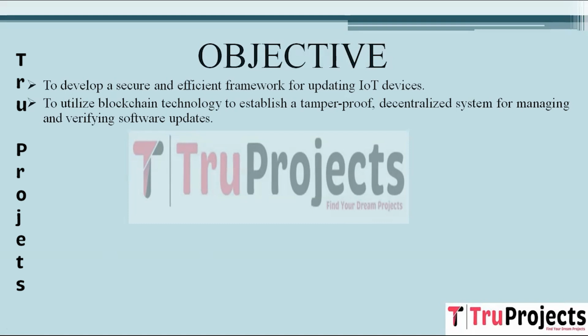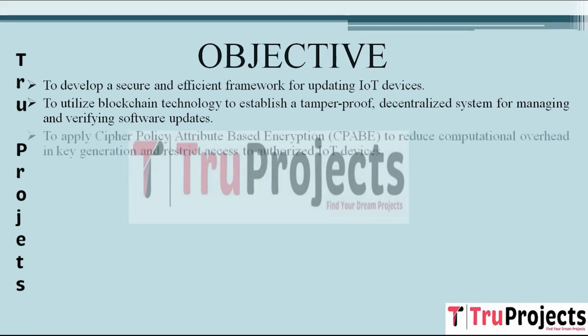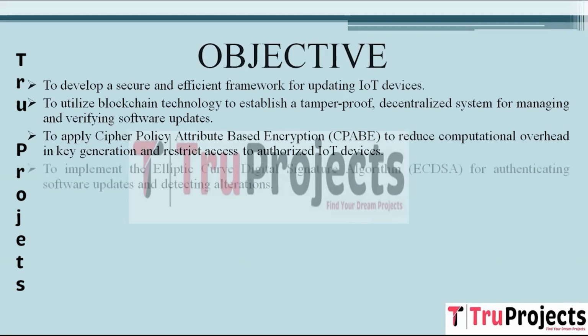Blockchain's key features such as data immutability and decentralization will be used to maintain the integrity and security of software updates. CP-ABE will be employed for efficient encryption of software updates. It allows for the creation of a single key that can be used by multiple authorized Internet of Things devices, reducing computational overhead and storage requirements.